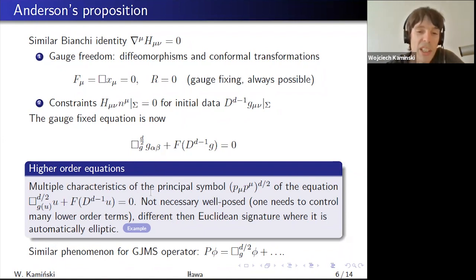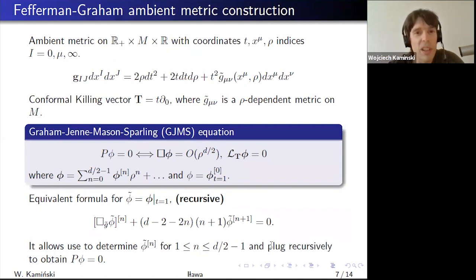they are nonlinear, they're quite complicated, but one can see that the similar phenomenon is there for the conformal powers of Laplacians. So in this case, conformal powers of the D'Alembert operators, these DJMS operators. And maybe let's first answer why this is well posed in this case. Okay, so in order to understand why it is well posed, we should look for a moment at this ambient metric construction that we'll nevertheless need later to use for the evolution of the Fefferman-Graham equation.